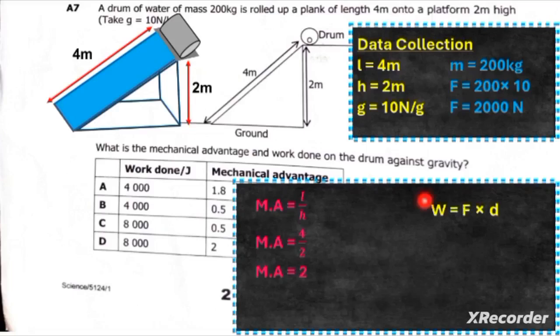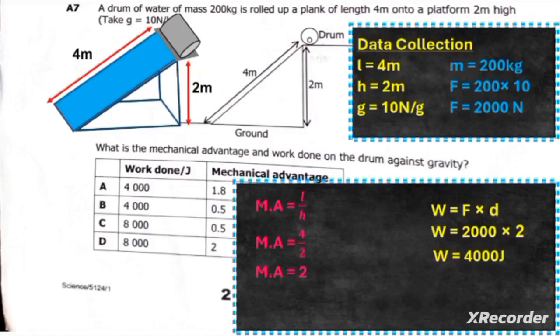To find work, we are also going to say work is equal to force times distance. So force, we have from finding force, which is 2000 newtons. Do we have distance? Yes, we have distance, which is height. So remember here, we need to be very careful. The distance that we should pick is this one, the height, not the slope. So we are going to say 2000 times 2, we are going to get 4000 joules. So therefore, work is 4000 joules. Mechanical advantage is 2.